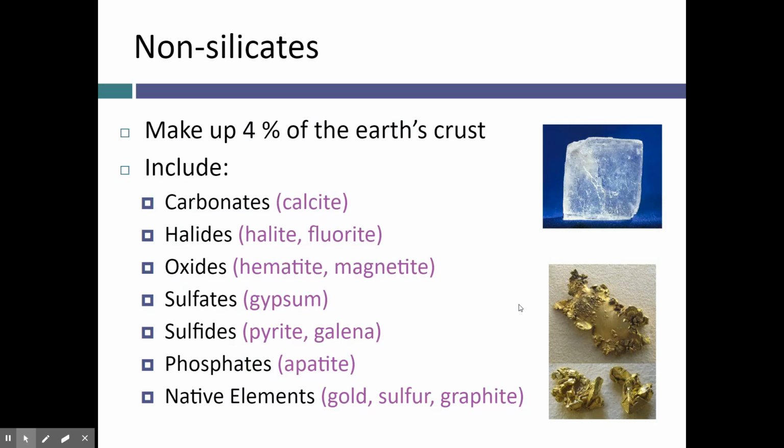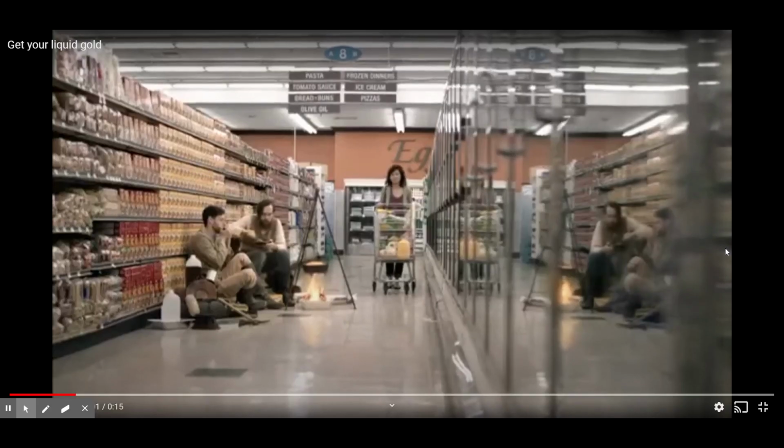Now, there are non-silicates, which are only 4% of the Earth's crust, and they're not as abundant, obviously, but you'll come across them, especially when we do a lab. Minerals like calcite and halite and gypsum, and even the native elements like gold.